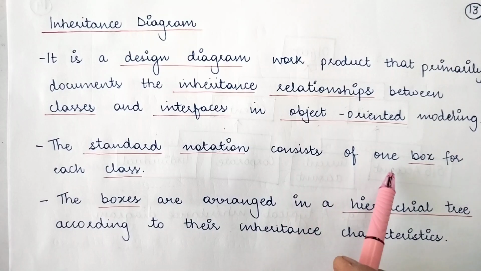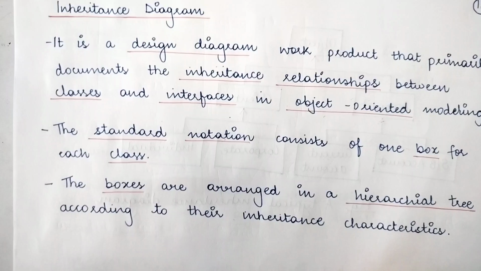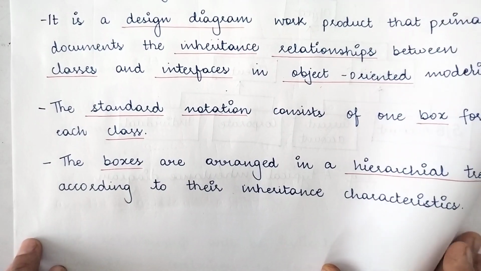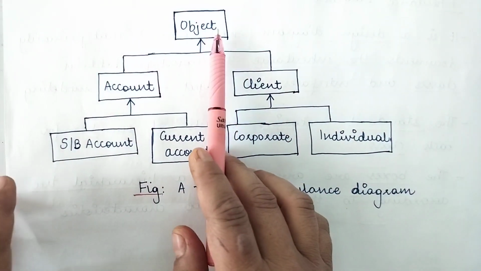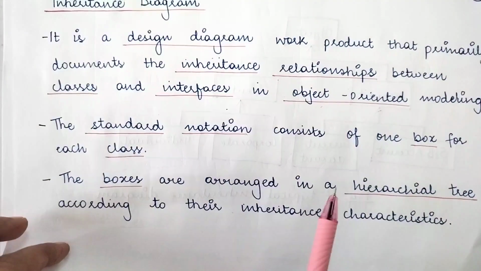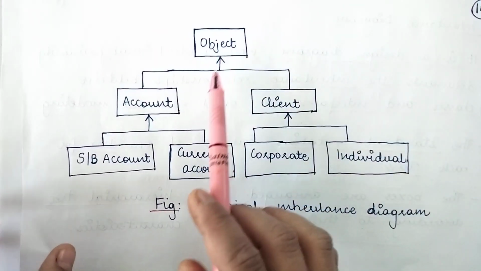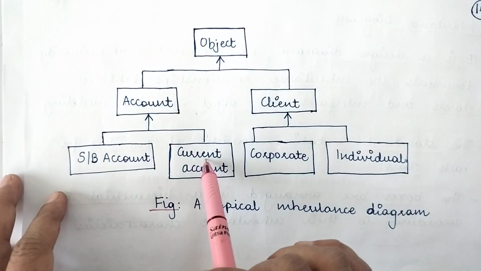The standard notation consists of one box for each class. So, each class is depicted using one box. The boxes are arranged in a hierarchical tree according to their inheritance characteristics. So, what is the hierarchy of the inheritance characteristics? The boxes are arranged in that hierarchical manner. Here you can see the classes are represented using the boxes. As I said, the boxes are arranged in a hierarchical tree, and there is a box for each class. So, these are all the classes, and the boxes are for the classes. Now, it is in a hierarchical structure as per the hierarchy.